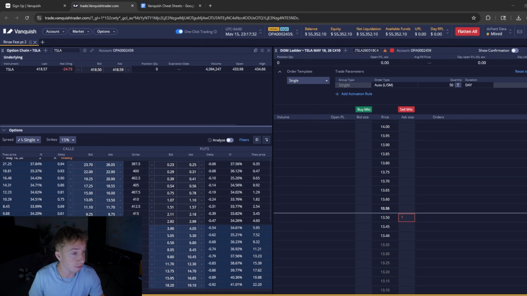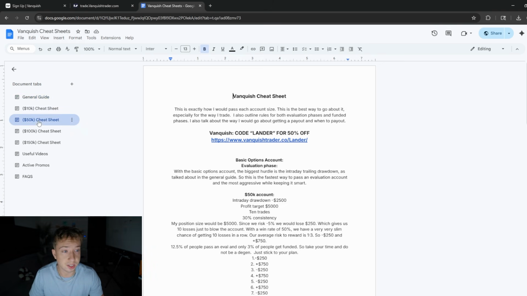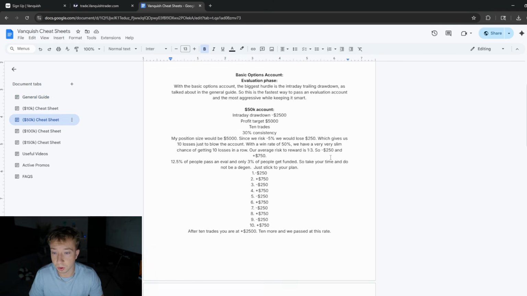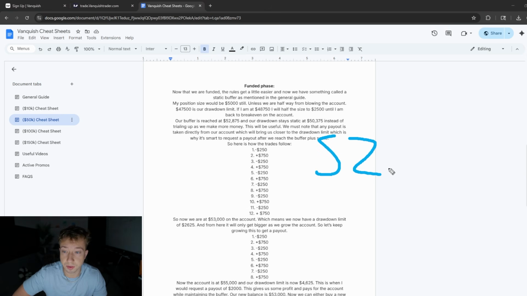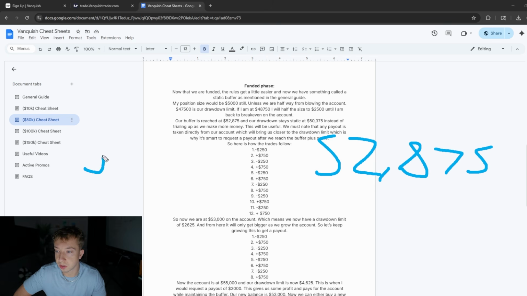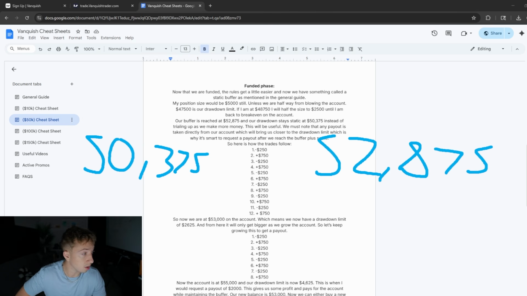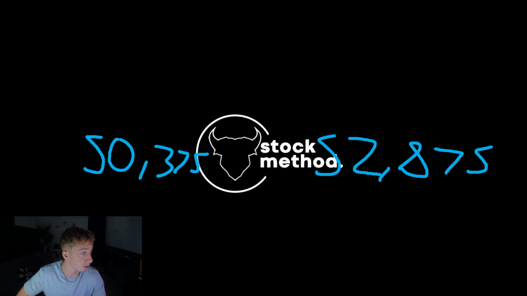What exactly is the buffer? Well, if we go back to my cheat sheet and we go to the 50K cheat sheet right here, and we scroll down, we're in the funded phase. There's something called a buffer, and the buffer is reached at $52,875. So what exactly does this mean? Well, there are 2 numbers you guys need to take note of: 50,375 and 52,875. So let's go back to a cleaner thing right here. We have 2 numbers, right?